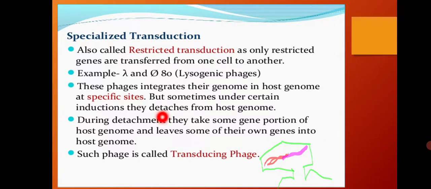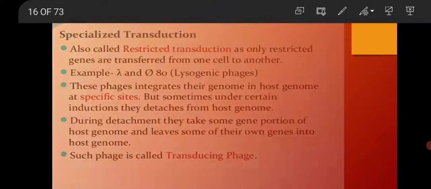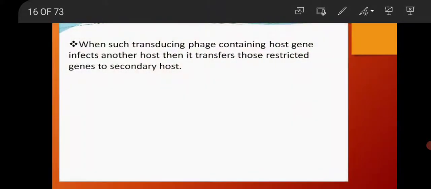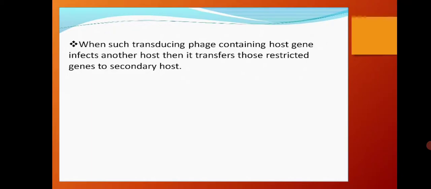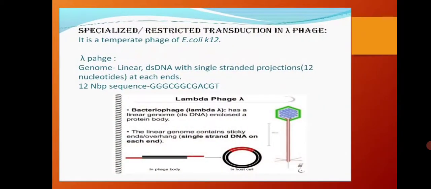During detachment, they take some gene portion of the host genome and leave some of their own genes in the host genome. Such a phage is called a transducing phage. So that was the diagram of the transducing phage. When such a transducing phage containing host genes infects another host, it transfers them to the next host after bursting. So that is the introduction of specialized transduction.